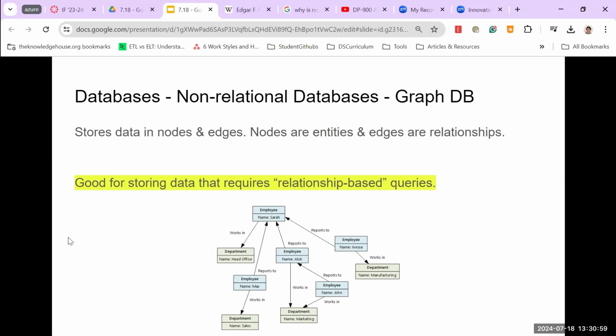Basically what we do in a graph database is we store data in nodes and edges. Nodes are objects and they represent discrete entities, and edges are the relationships between these objects. Graph databases are pretty good for relationship-based queries. For example, who reports to whom in this organization? A graph database might be appropriate for solving this problem.